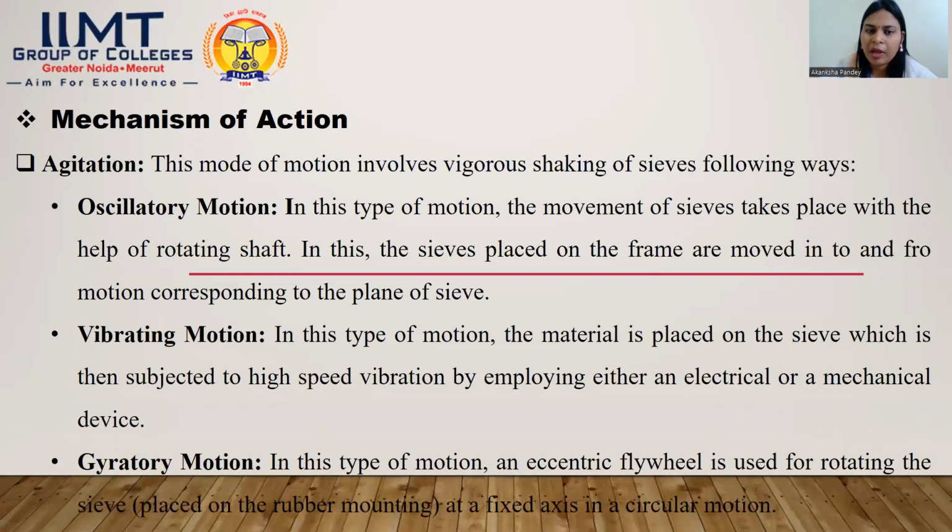Vibrating motion is the same. In oscillation motion, the particles get in motion. Same in vibrating motion. In this type of motion, the material is placed on the sieve, which is then subjected to high speed vibration. The sieve is attached to a vibrator or anything that vibrates at higher speed, so the particles are kept in motion, so that the highest number of particles are sieved out from that sieve.